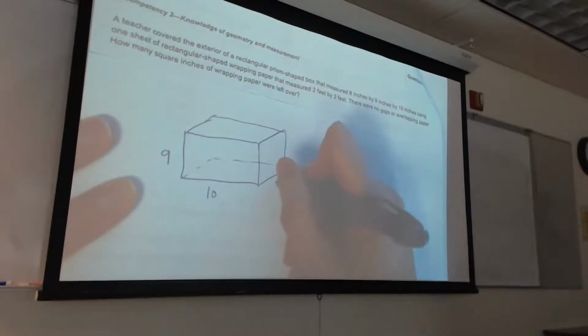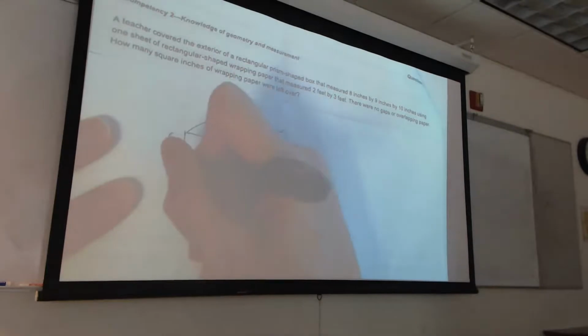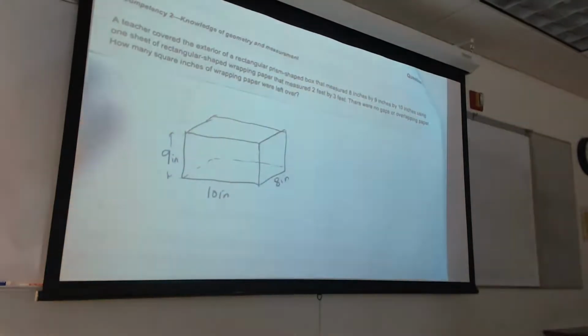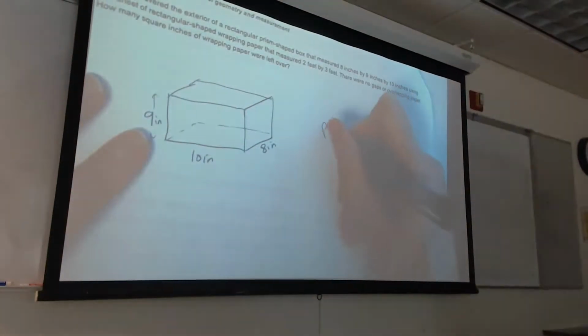So, and this is 8. Okay, so that's my box: 9 by 8 by 10. And I have wrapping paper that is 2 feet by 3 feet.